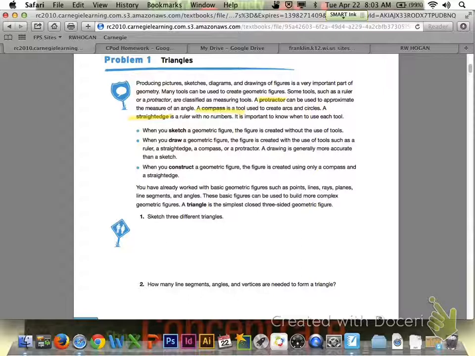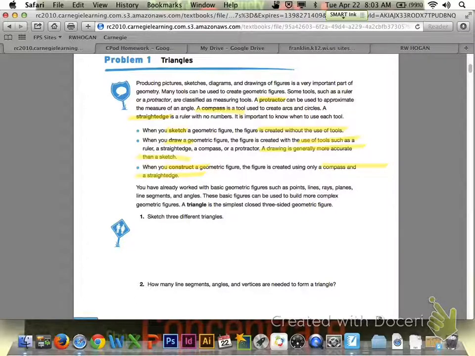Bullet points. When you sketch a geometric figure, you are creating that figure without the use of tools. When you draw a geometric figure, you are creating that figure with the use of tools like the ones that were just listed above. And very important here, a drawing is generally more accurate than a sketch. So if you are asked to draw something, make sure you grab a tool. If you have to sketch something, you're just doing it freehand. When you construct a geometric figure, the figure is created using only a compass and a straight edge.